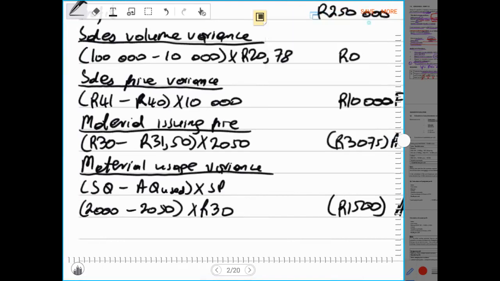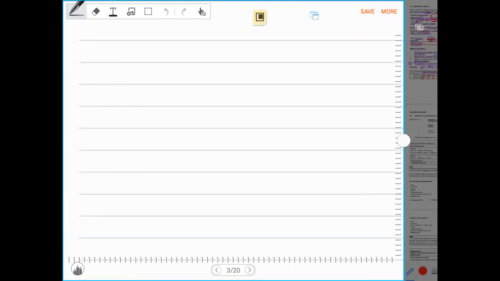We go to the next variance and due to the limit of space, I will go to the next page. The next variance will be that of labor. Labor, we know that it is standard rate minus actual rate. Remember, the rate is per hour, the labor rate per hour. So we have to multiply this by actual hours because the rates are per hour. So this will be labor rate variance.